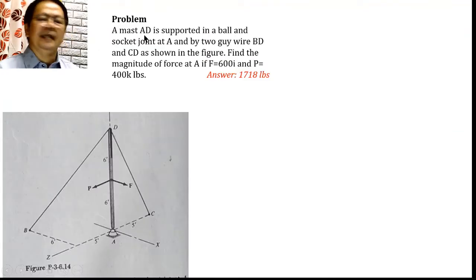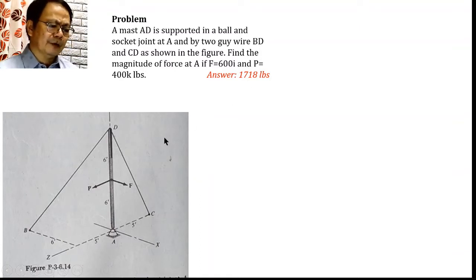There is a mass AD that is supported in a ball and socket joint at A and by two guy wires BD and CD as shown in the figure. Find the magnitude of the force at A if F equals 600i and P equals 400k. So this problem, guys, is taken from the book of Singer. The problem is 3-6.14 and the answer in the book is 1,718 pounds.